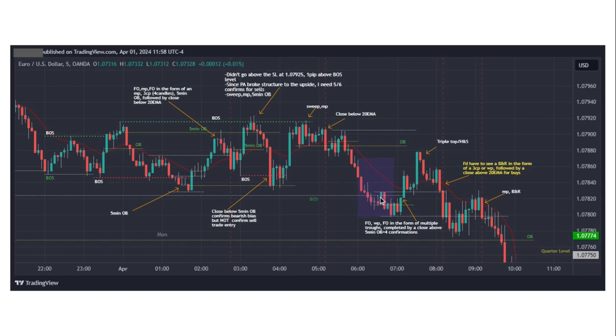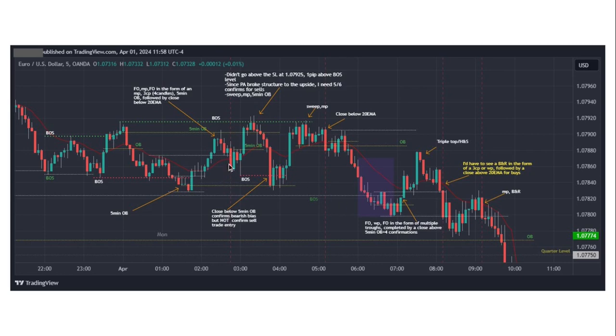So what we have here is this break of structure right here. And then we see these 2 bullish candles going up, creating a swing high, and then price going below. So this is a significant level which I can look at to enter sells.